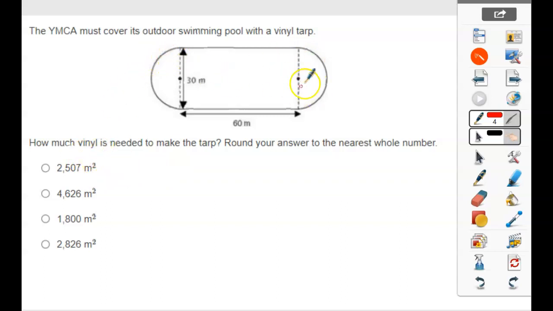Okay, so we're looking for the area of this, and I've got 2 semicircles, and they have the same diameter. So I can really just pretend that I've got one whole circle here. And then I also have in the center a big rectangle. So my rectangle, I'll call that shape 1, and then my circles, I'll say that's shape 2. So number 1, I've got a rectangle, so that's length times width, or 30 times 60. I'm going to put that in my calculator. 30 times 60, I get 1,800.